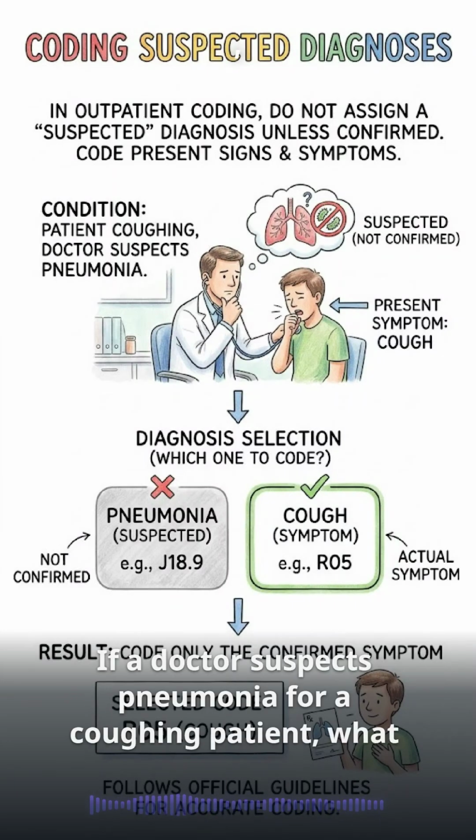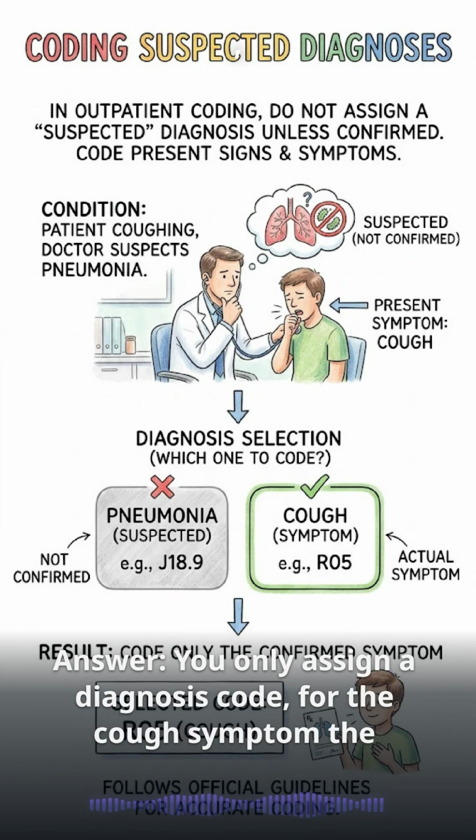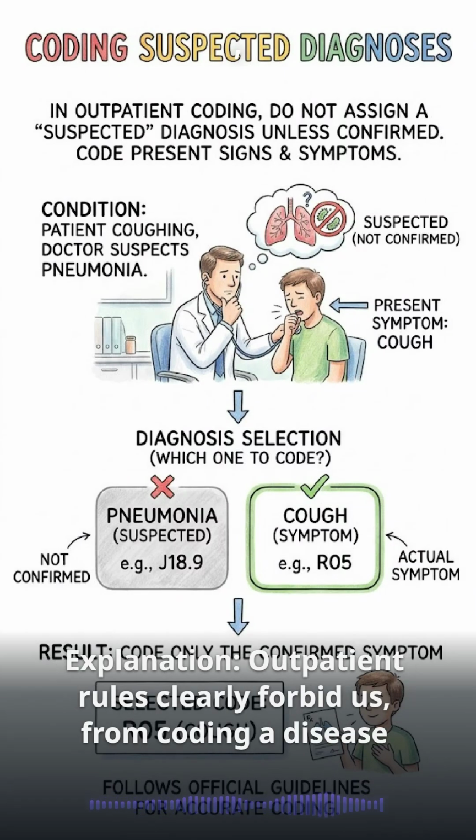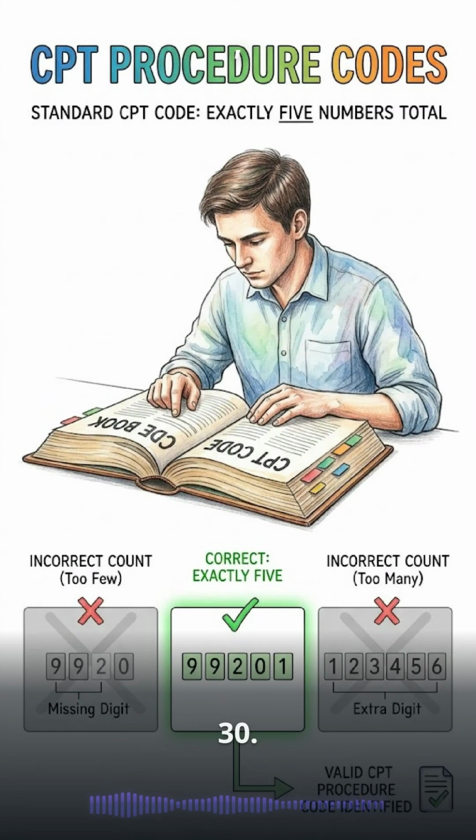29. If a doctor suspects pneumonia for a coughing patient, what do you correctly code? You only assign a diagnosis code for the cough symptom the patient actually has. Outpatient rules clearly forbid us from coding a disease that is not fully confirmed.